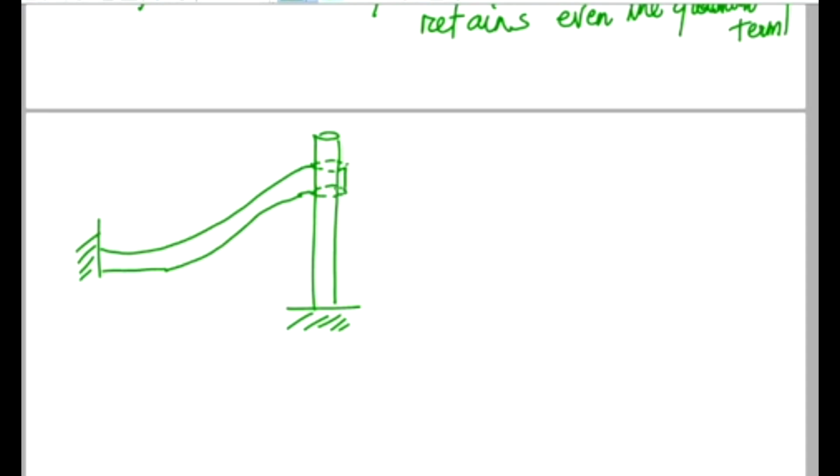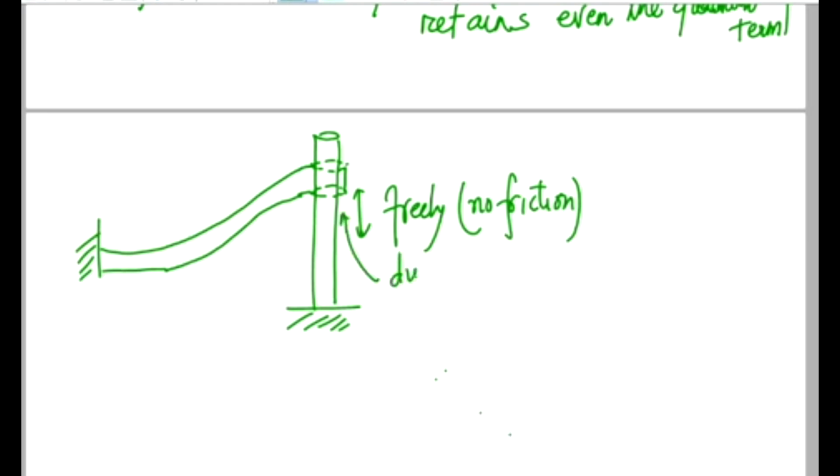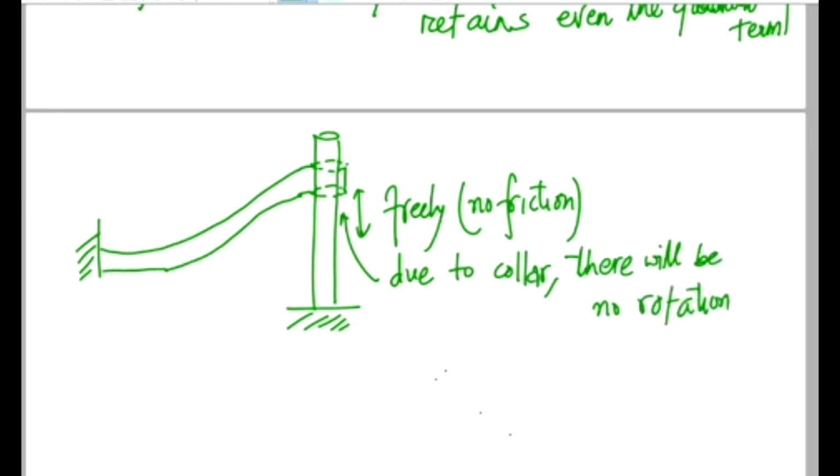So this is a collar. So it's a frictionless collar. So the beam can move up and down freely. There is no friction. But the collar is such that it's not going to allow the rotation at this end. So due to the collar, there will be no rotation. Okay?